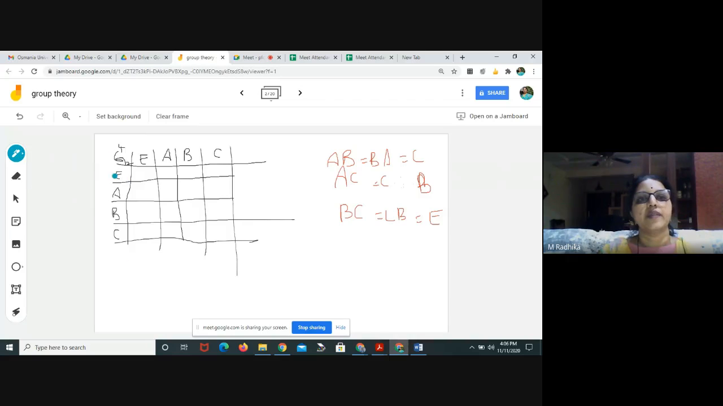Before filling this, just look at the first row, what I should write. Anything multiplied by E is the same element. So E, A, B, C, right? Here also I can fill the same way: A, B, C. Now I am left with these things. A into A we have not written here, so I will not talk about that. A into B is C, right? A into C is B.